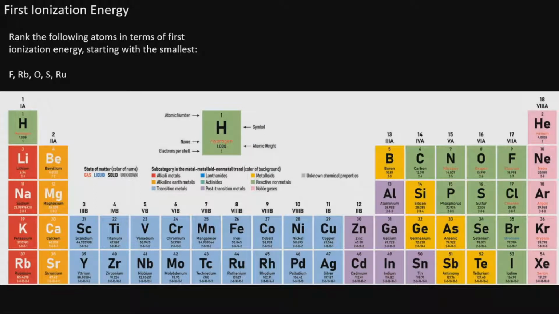This question gives us a list of 5 elements and asks us to rank the atoms in terms of their first ionization energy, starting with the smallest ionization energy. First, we'll define ionization energy. Ionization energy is the amount of energy it costs to remove one electron.